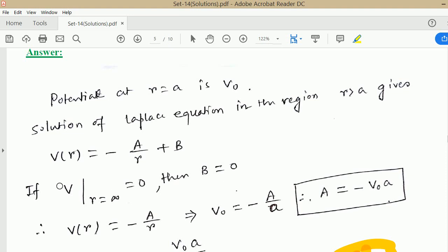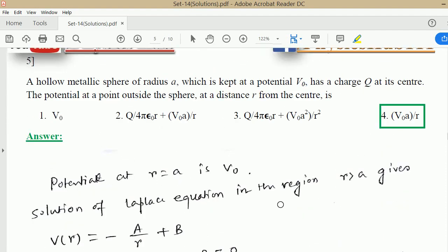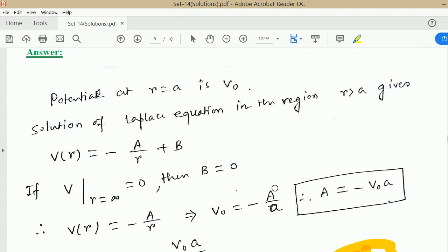So what is left? V of r equals A by r, and at r equals a, V equals V naught, so V naught equals A by a. So A equals V naught a. So we have got the value of the constant. So V of r equals V naught a by r, and this is matching with option D, option 4.